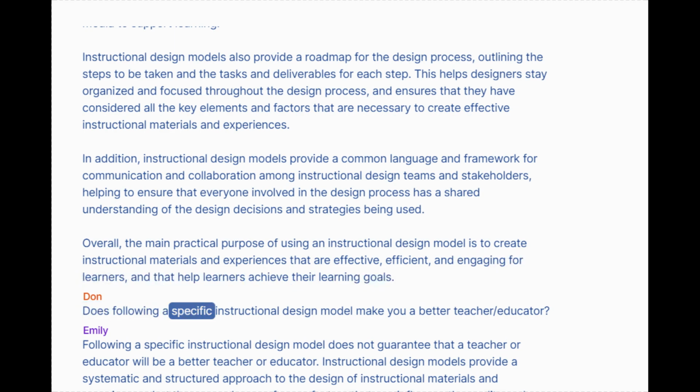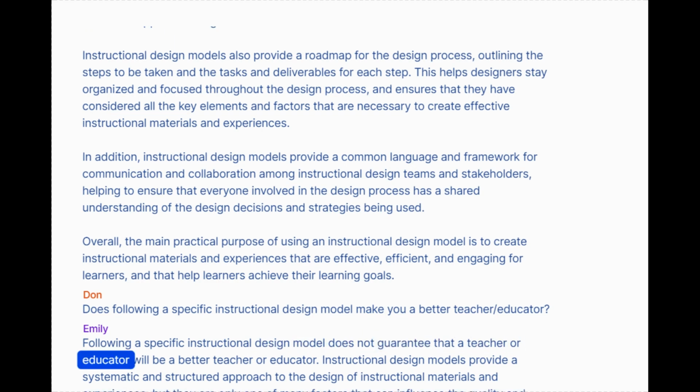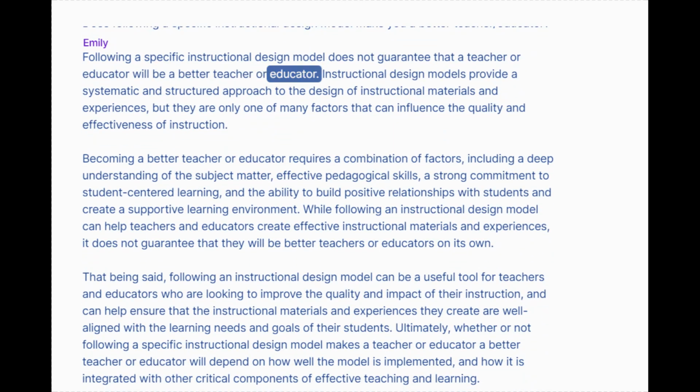Does following a specific instructional design model make you a better teacher, educator? Following a specific instructional design model does not guarantee that a teacher or educator will be a better teacher or educator. Instructional design models provide a systematic and structured approach to the design of instructional materials and experiences, but they are only one of many factors that can influence the quality and effectiveness of instruction.